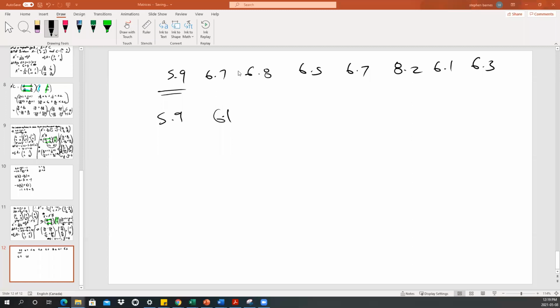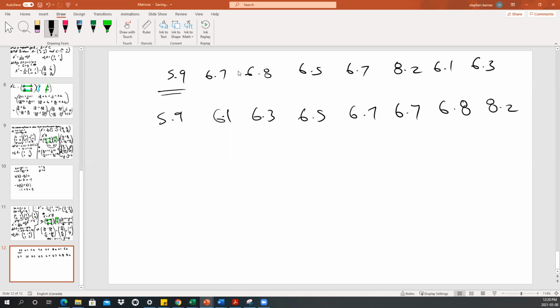All right, so put this in ascending order. So 5.9, 6.1, and I think I said 6.3. What's the next one? 6.5. Then 6.7, and 6.7 again, and 6.8, and 8.2.